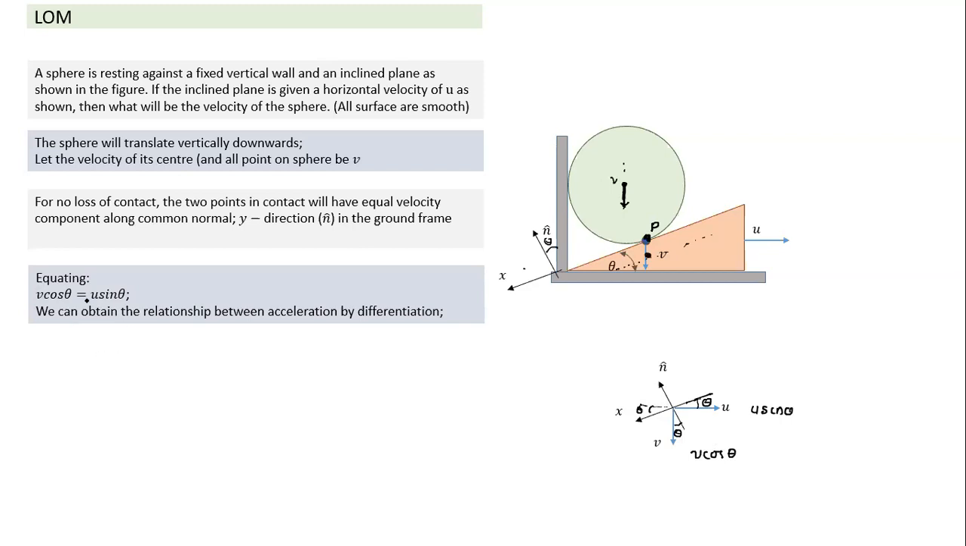And this same relationship holds for acceleration: whatever relationship we have in velocity, if we differentiate, we get that relationship in case of acceleration. So if I write the acceleration of the sphere as as, and the acceleration of this prism here as ap, then differentiating, dv by dt will be as. So as into cos theta will be equal to ap into sine theta.